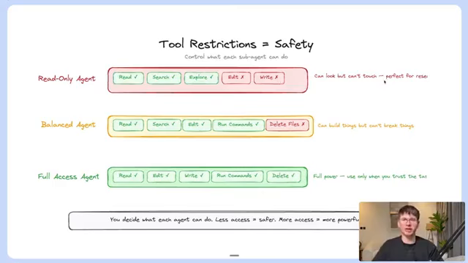It can look, but can't touch. It's perfect for research that you have to do without it actually doing something on your documents or changing anything in your computer. Then we have the balanced agent.